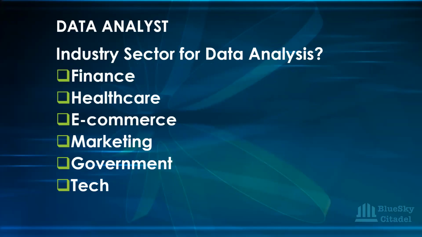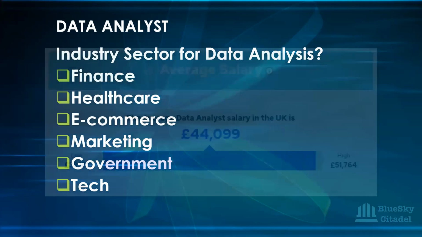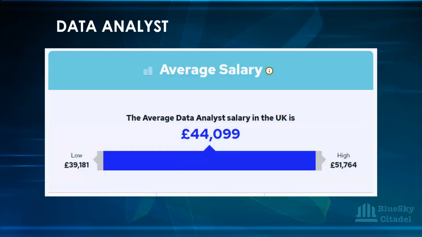Then I'm sure everybody wants to know how much you would be looking to earn as a data analyst. On average, as a data analyst in the UK, you earn about 44,099. This is just the average. This is what a mid-level data analyst earns, but it can be slightly lower and it can be way higher.